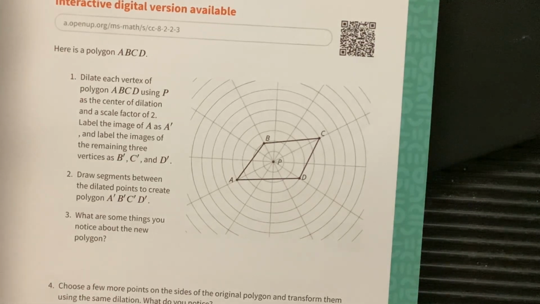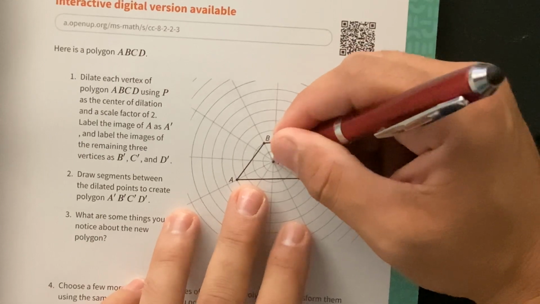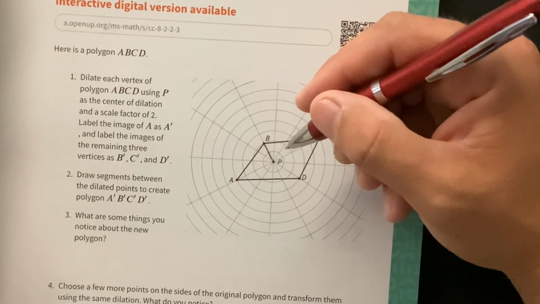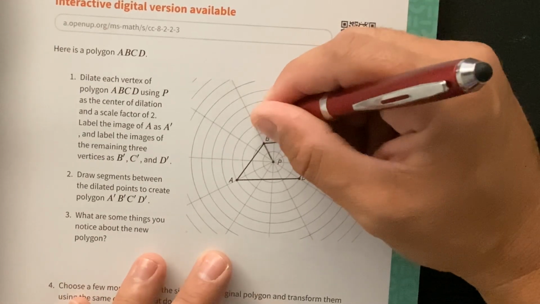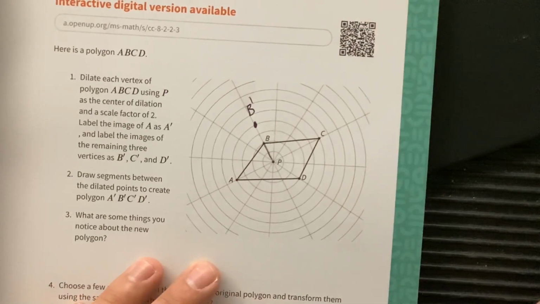All right, so hopefully you have a good start here. What you're looking for is the distance, right? From B to P is 2. If I am going to go twice as big, now it's going to be 4. So there would be my new B.